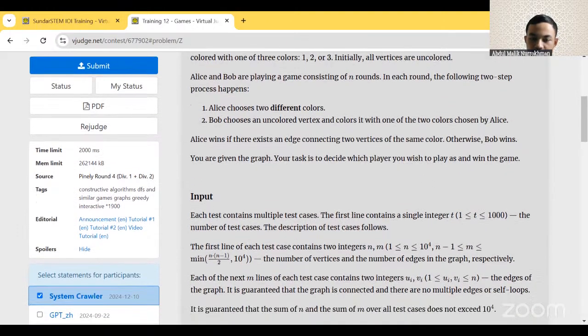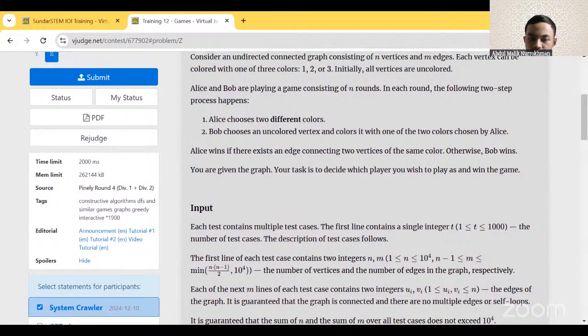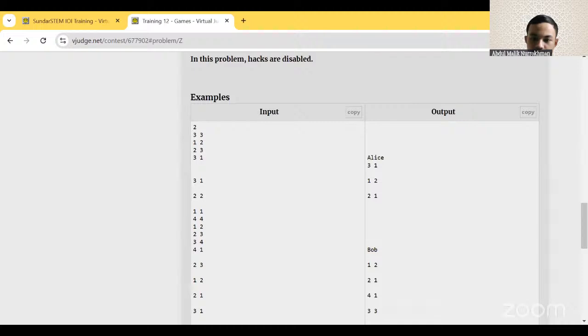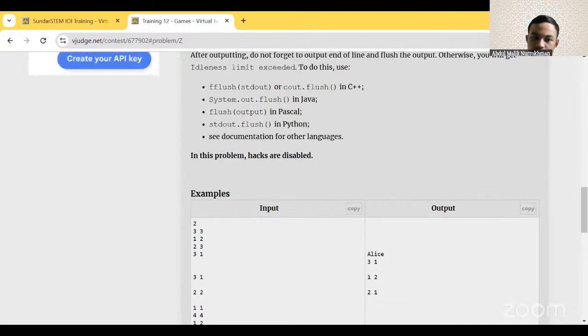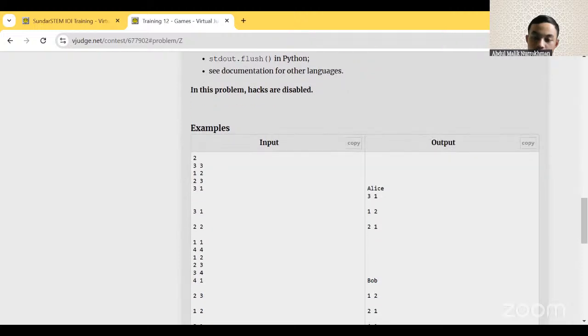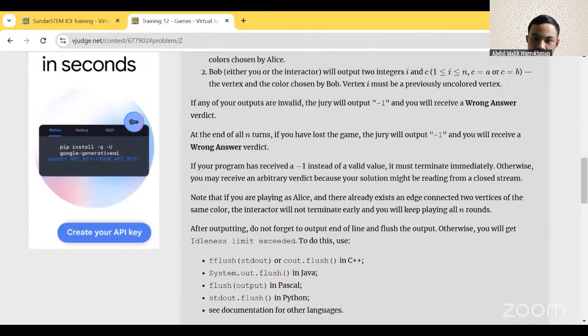After that, if we choose Alice, then just output 1 and 2 in every turn until all of the nodes are colored, and we always win the game. Okay.